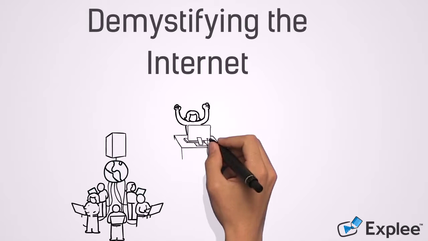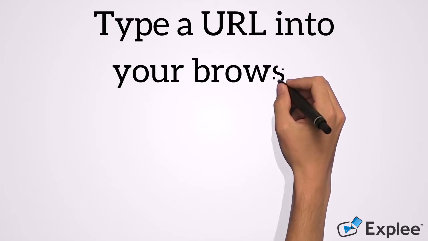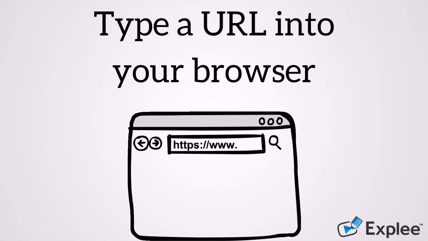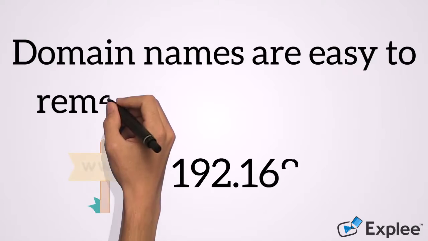I'm here to talk to you today about how web pages work. The first step is you type a URL into your browser. This can be Facebook, Google, wherever you want to go. Your browser then looks up the IP address for the domain name that you typed in.